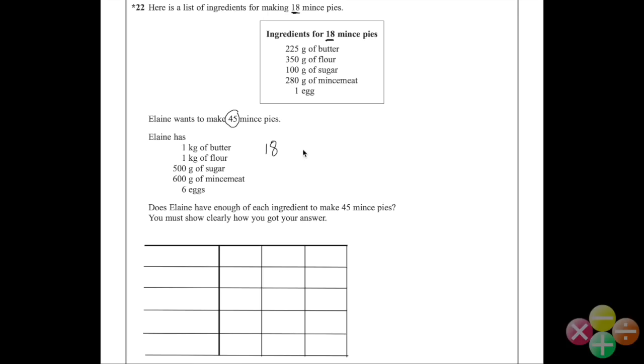If I know the ingredients for 18 mince pies, I can work out the ingredients for 9 mince pies, because 18 divided by 2 gives me 9, so I can literally halve everything. And from my ingredients for 9 mince pies, I can then work out the ingredients for 45 mince pies, because I know that 9 goes into 45 5 times. So I take my ingredients for 18, I halve them to give me the ingredients for 9, and then I multiply them by 5 to give me the ingredients for 45 mince pies.